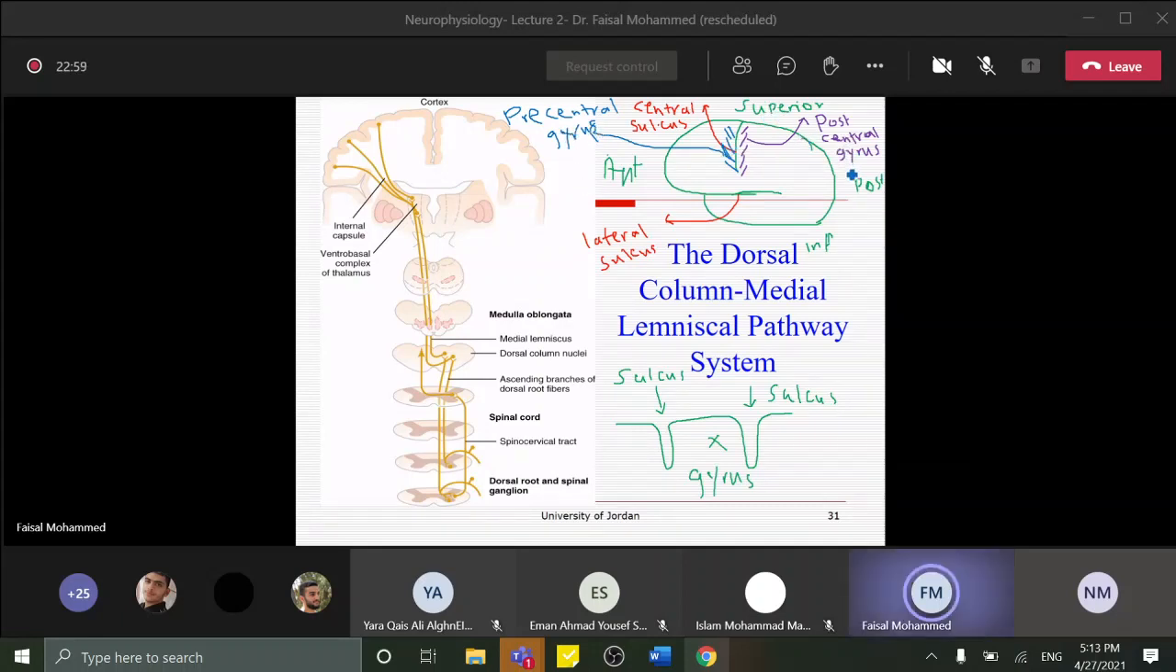Now this post-central gyrus area is the primary sensory area. Then this is the primary sensory area. Somatic sensory, of course. Sensory area.